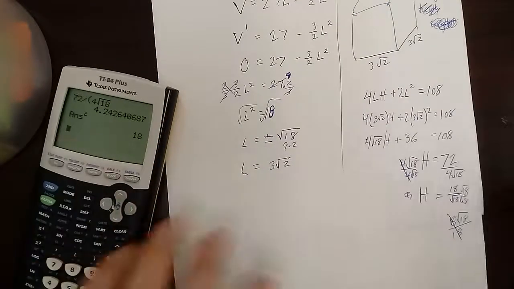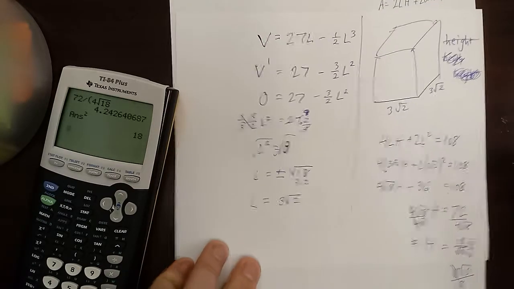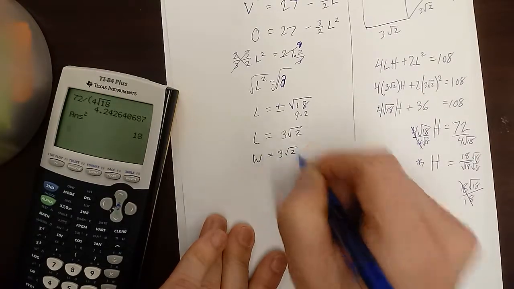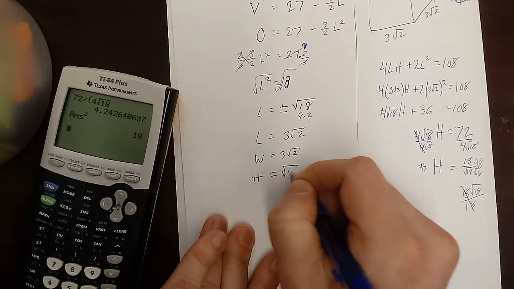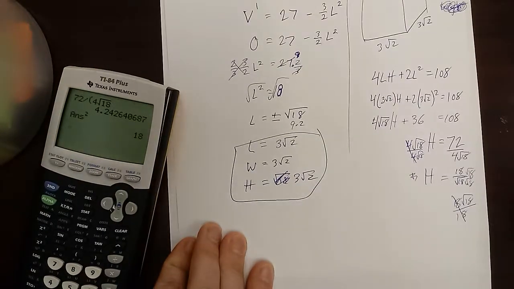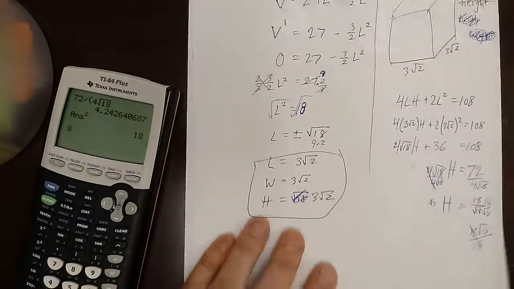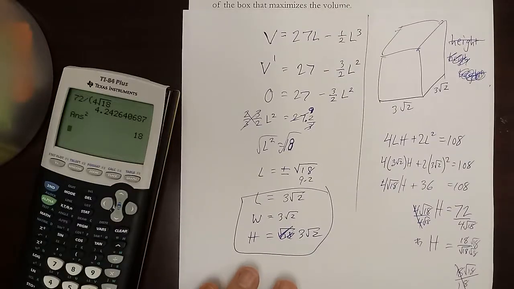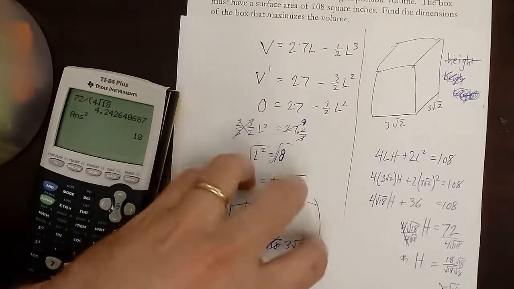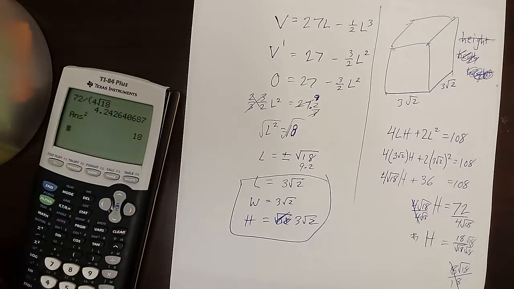Okay, this is very strange. Length is equal to 3 root 2. Width is equal to 3 root 2. Height is equal to the square root of 18, which is 3 root 2. What shape is that? It's a cube. Whoa. Did you know that if you fix the surface area, the maximum volume will happen when it's a cube? If you didn't, you do now.